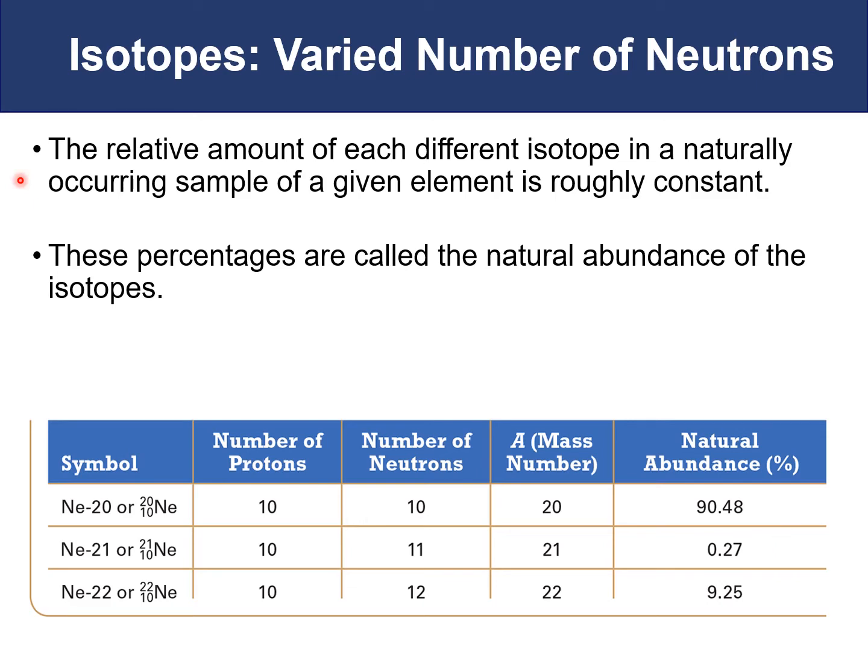The relative amount of each different isotope in a naturally occurring sample of a given element is roughly constant. They do change over time, but for the most part they are fairly consistent. The percentages are called the natural abundance of the isotopes.